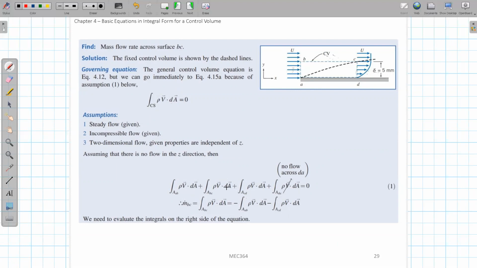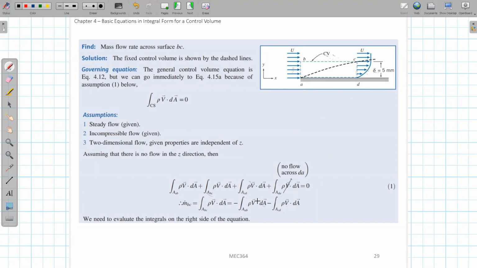Okay, and the second term, this BC, is what we want to get, because this will give you the mass flow rate through this BC, right? So this term can be equal to 0 minus these two terms. Okay, 0 minus the mass flow rate from this surface AB, and minus the mass flow rate from this surface CD here. So we just need to calculate each of these two terms.